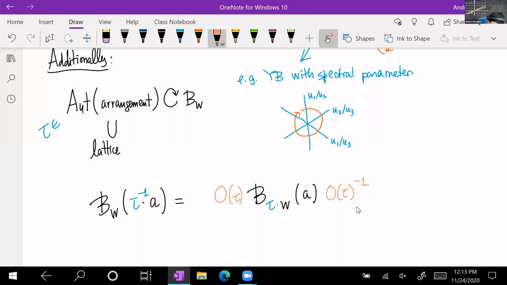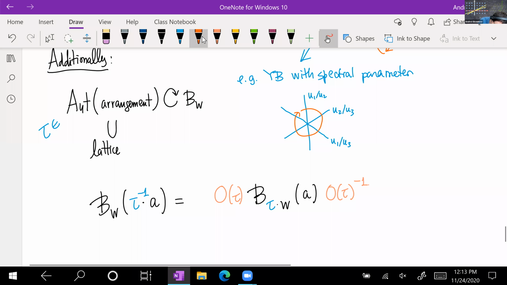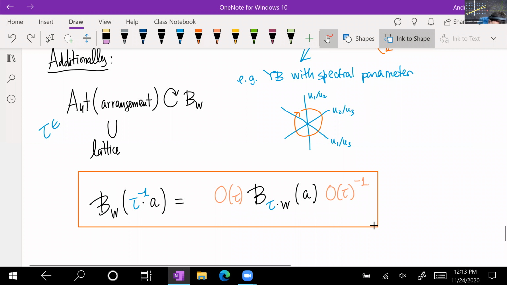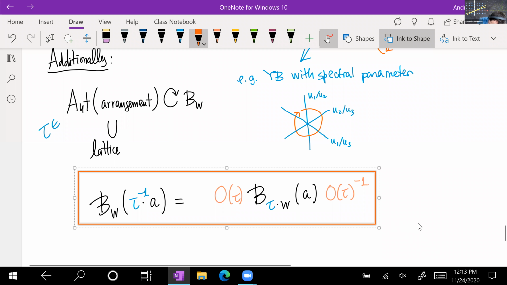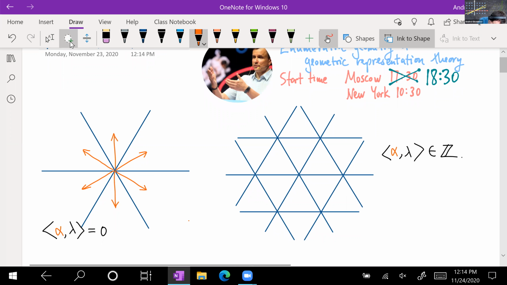And so what would be an example of that? An example of that is, let me show appreciation for this formula. For instance, if I take this arrangement here.